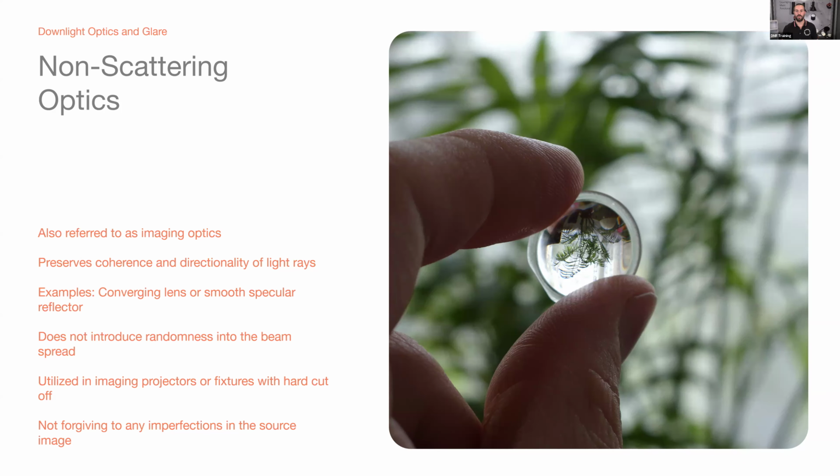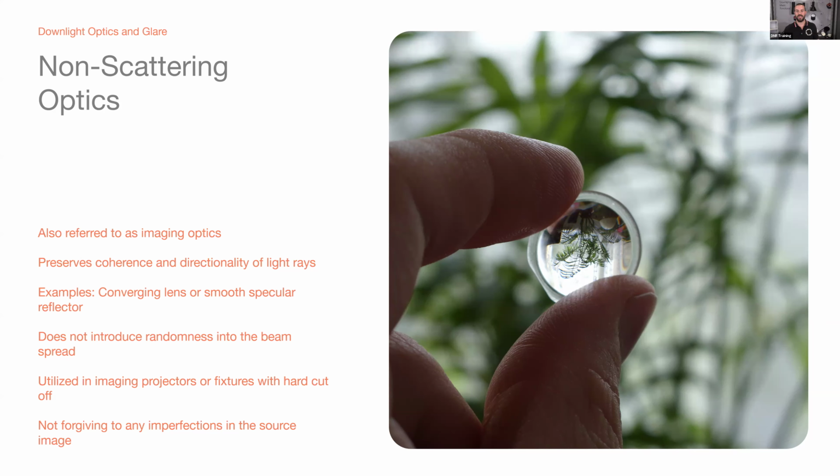So these come in the form of what we think of as traditional lenses, so either convex, concave, different types and shapes. But the biggest property here is that non-scattering optics do not introduce randomness into the beam spread. So as light rays come through them, they come out in a coherent manner. In other words, they're going to preserve the overall spatial relationship of those light rays, so that what comes out the other end is going to look the same as it did from the source. So that's why they're often referred to as imaging optics, and why they're used for imaging applications, because they preserve that picture and the overall arrangement of those light rays.